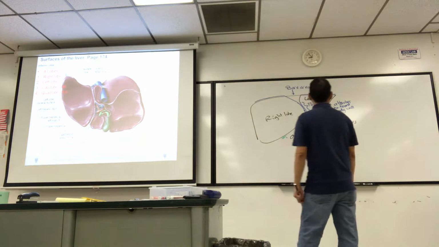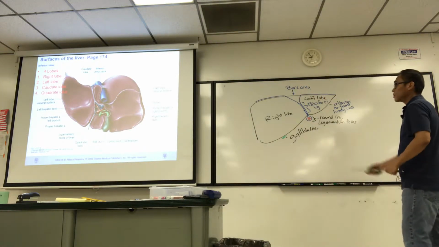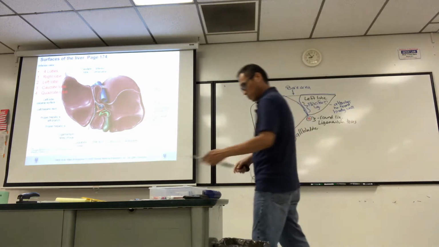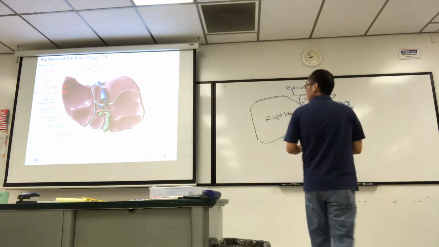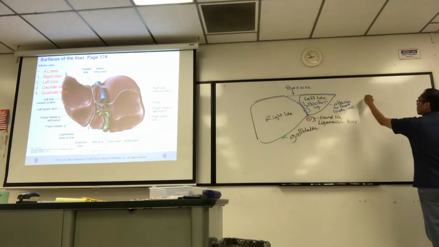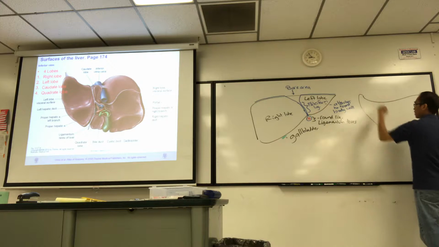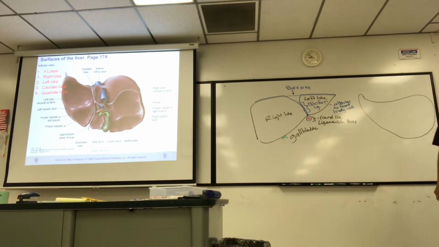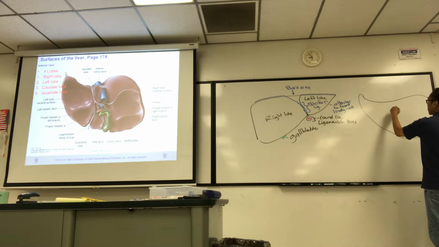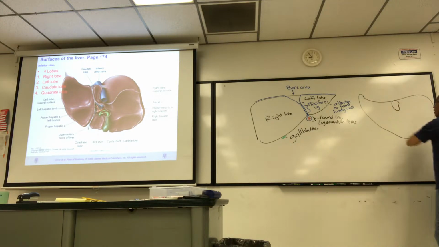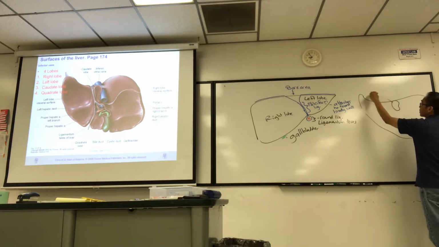Ah, underneath the liver, okay. Let's see here. That's basically what you got. So the inferior view is so we can see the other lobes of the liver. Okay, so you have a little tail lobe around here. It's called the caudate lobe. It's by the inferior vena cava. Caudate means tail.